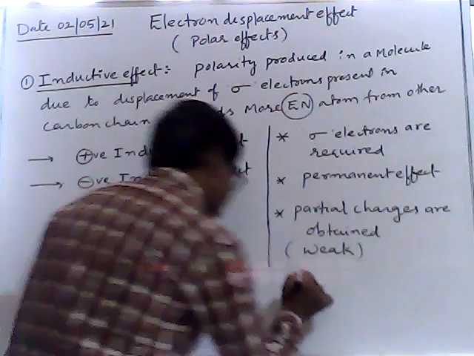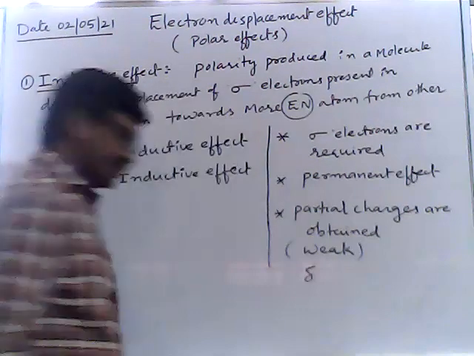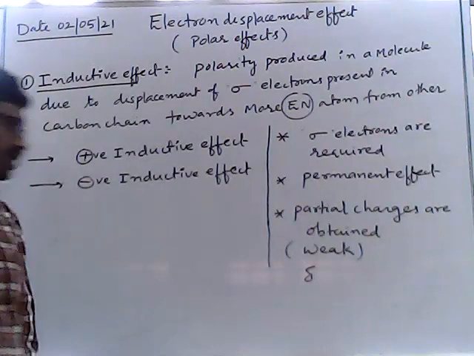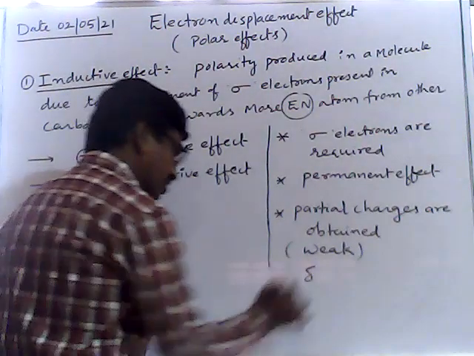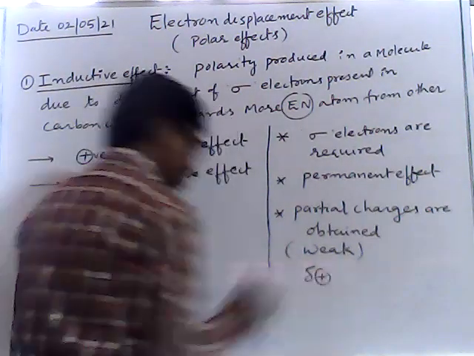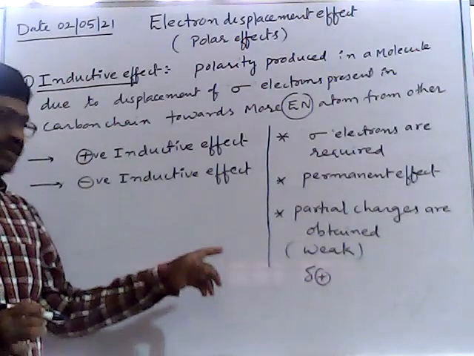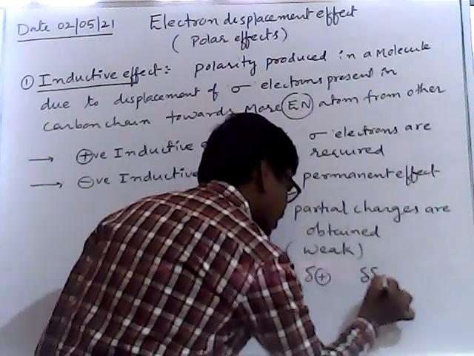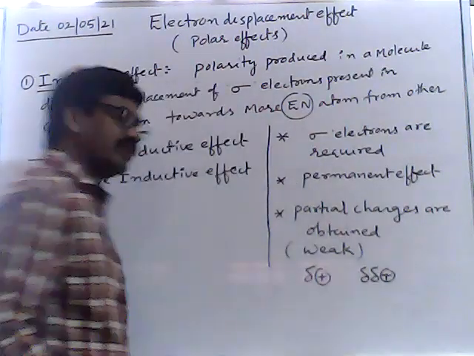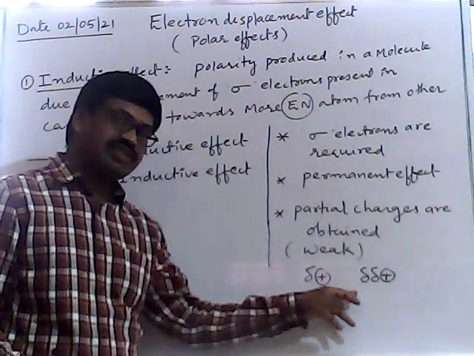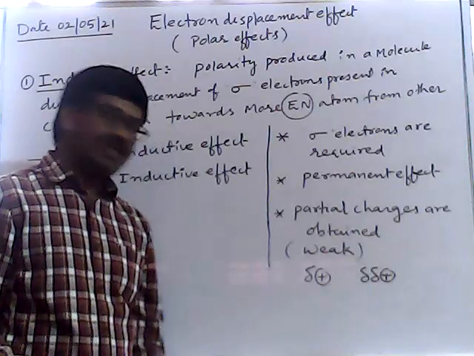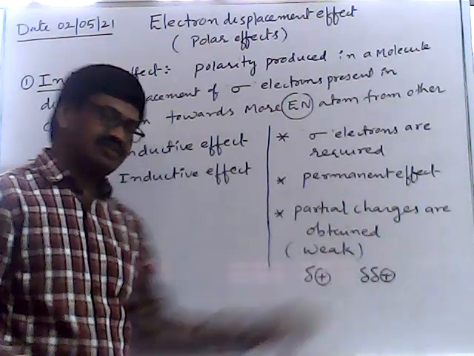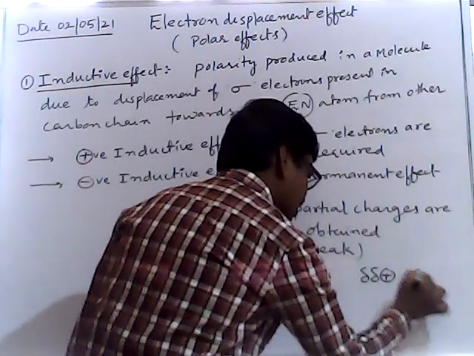Partial charge is represented by the delta sign. One partial positive charge means it is more. If we write double partial, so what does it mean? Double partial does not mean more. Double partial means it is less. Again, triple partial I am writing here.